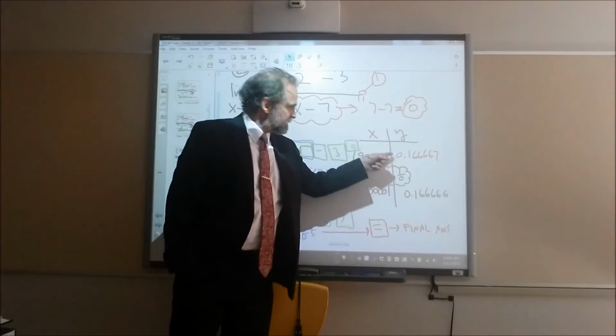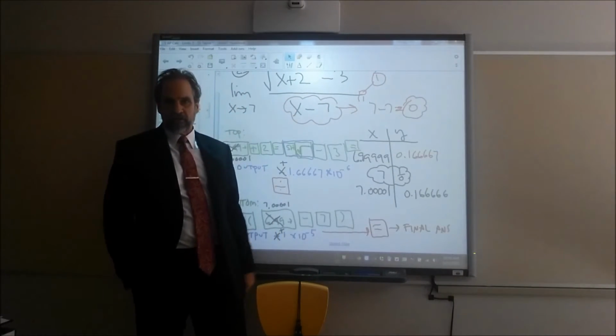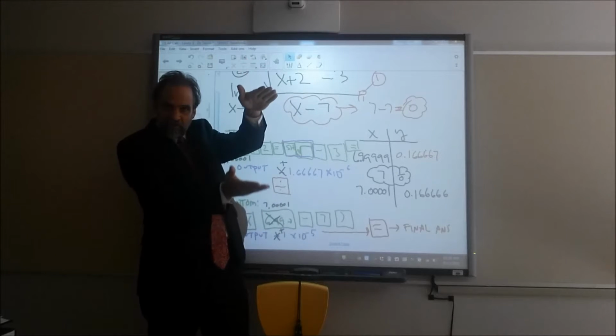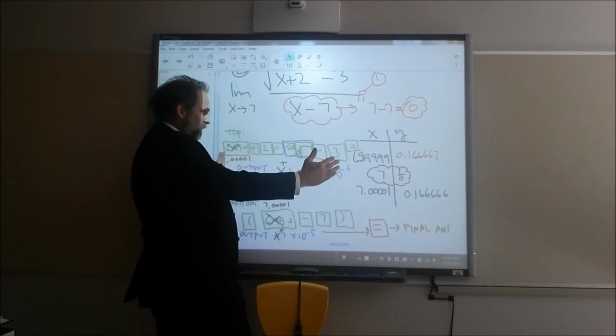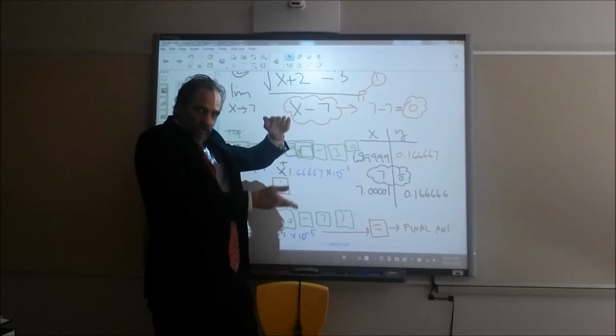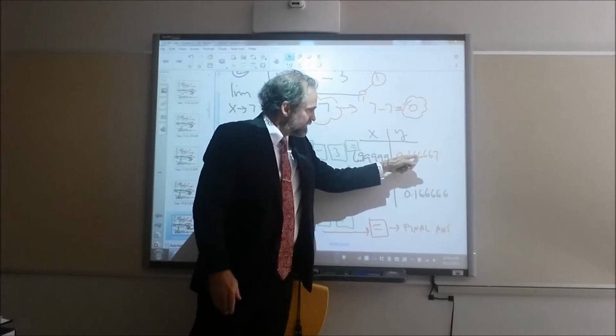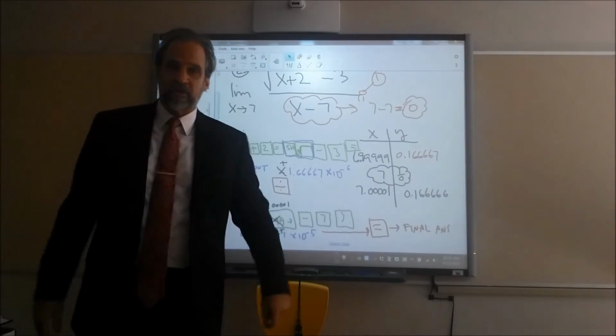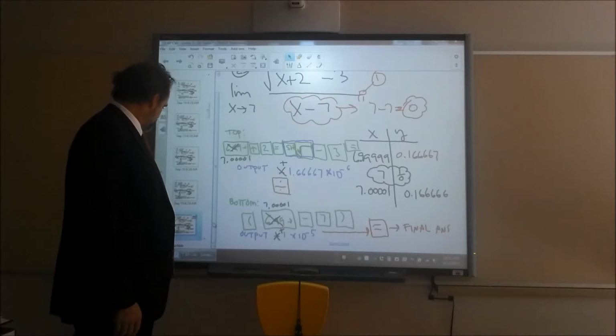What does it seem to be approaching? Are they both the same sign? Yes, that means they're converging. Right, the outputs are converging. That epsilon delta square is closing. As I close in on 7, it's closing in on 0.1666666. So I'd call this 0.16 bar, right? 1/6 repeating. Okay.